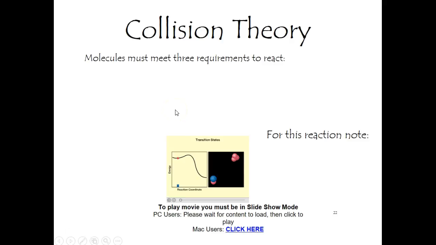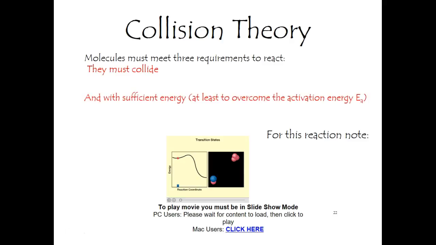Let's think about collision theory in general. Well, if you're going to have a reaction, I can think of three things that have to happen. Number one, the molecules have to collide at some point, even for a decomposition reaction. There it is. And they better collide with enough energy to overcome this activation energy barrier right here. Pretty small for this one.